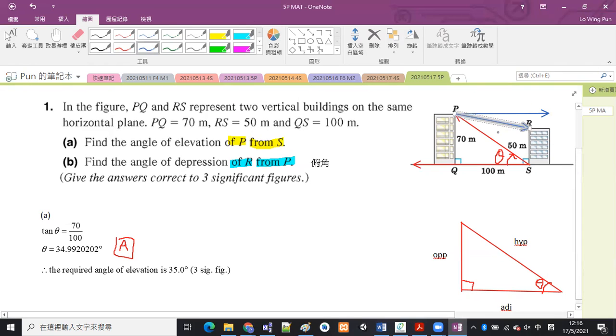Can you see this? Can you draw this diagram? And then the angle we have turned is here. This one, okay? And this is the theta now. Okay, this theta will be the required angle in part B. So that is the angle of depression of R from P.